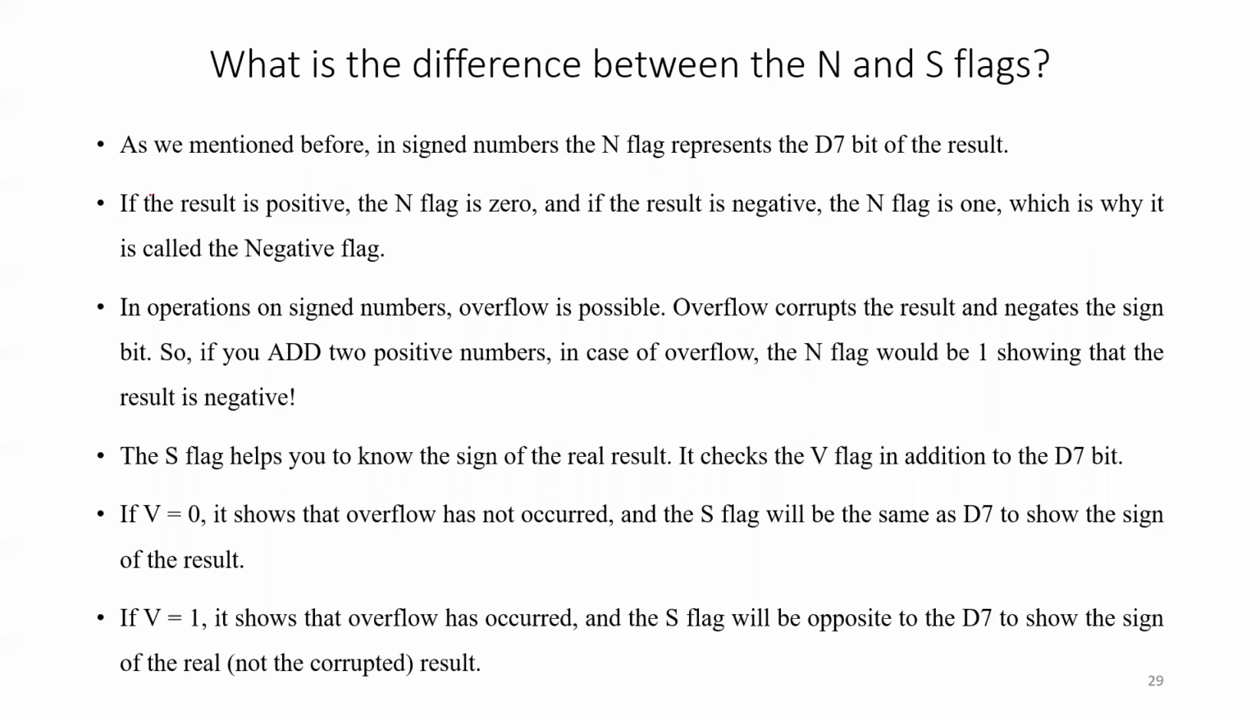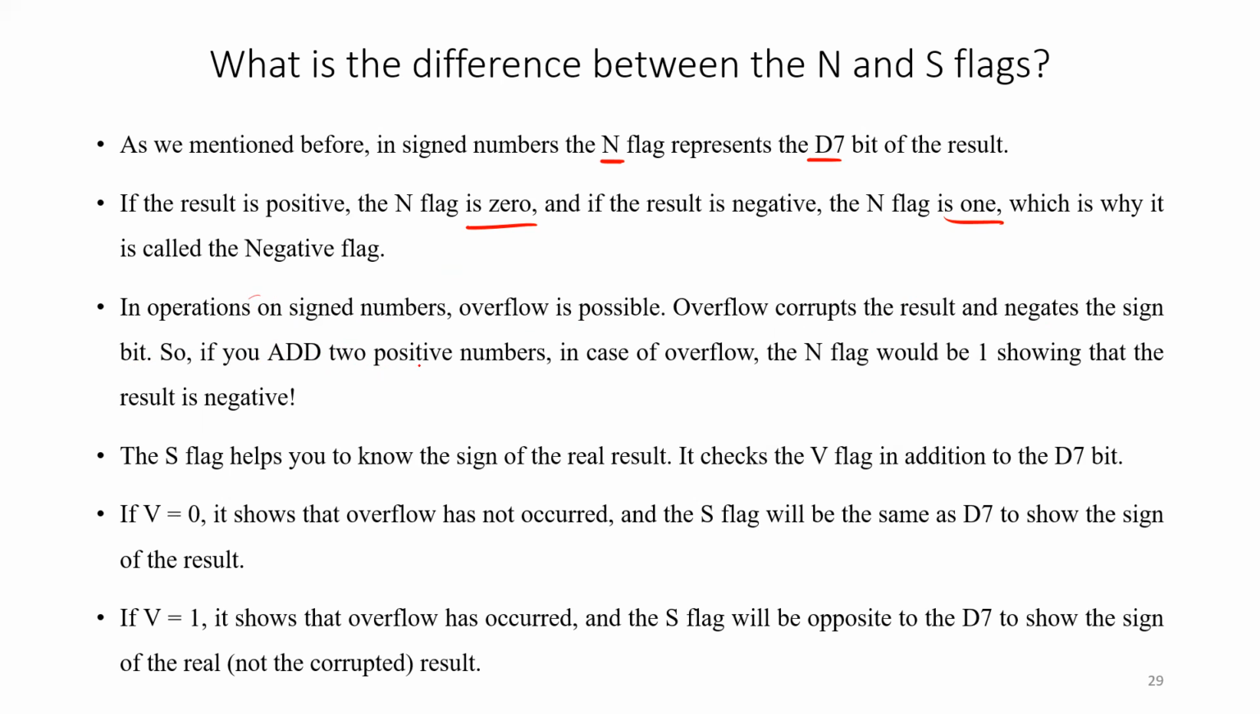As we mentioned before, in signed numbers, the N flag would be active high in D7. If the result is positive, the N flag would be 0, and if the result is negative, the N flag would be 1, which is why it's called negative. In operations on signed numbers, overflow is possible. Overflow corrupts the results. It can damage the sign bit, because D7 would be 0, not 1.